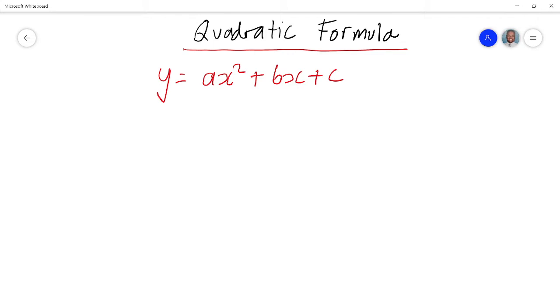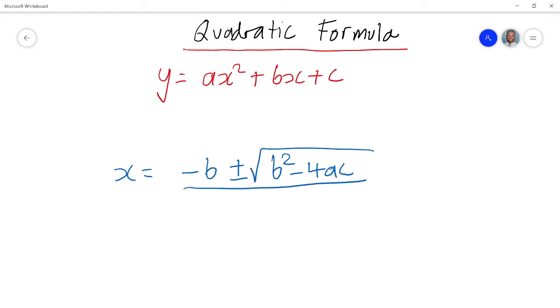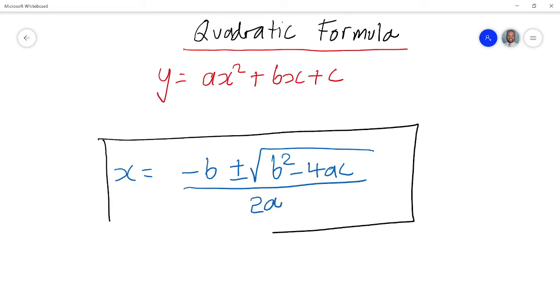Now, if you've looked at the previous videos, we've shown how we can use factorization to work out the value of x. We also used completing the square, and also we have what's known as the quadratic formula. So what I'll do is write down the quadratic formula, which is x is equal to negative b plus or minus the square root of b squared minus 4ac, all over 2a. So that is the quadratic formula if you want to work out the value of x.